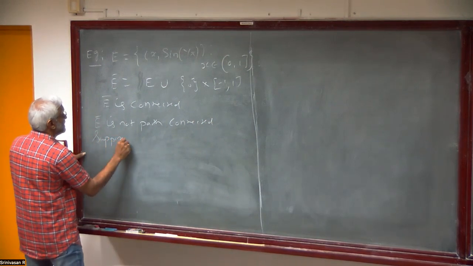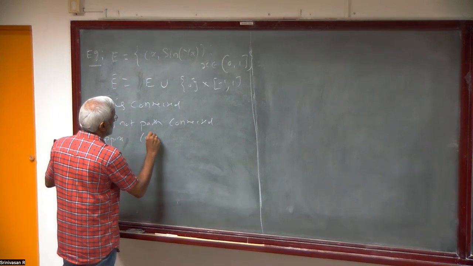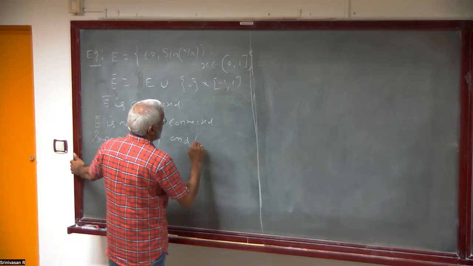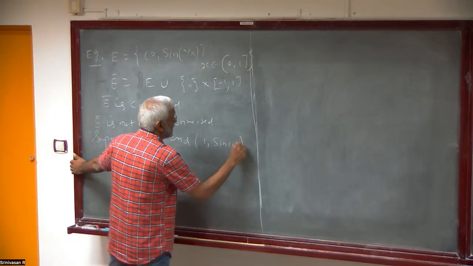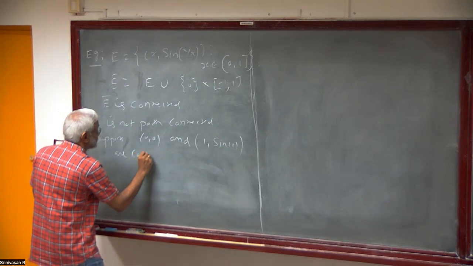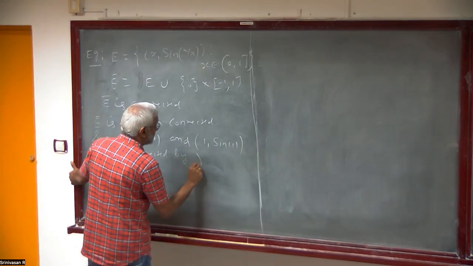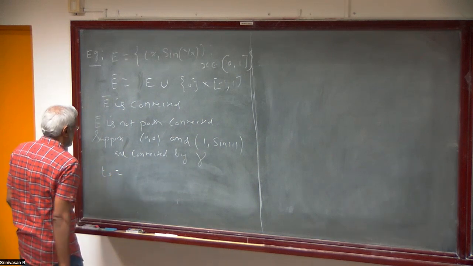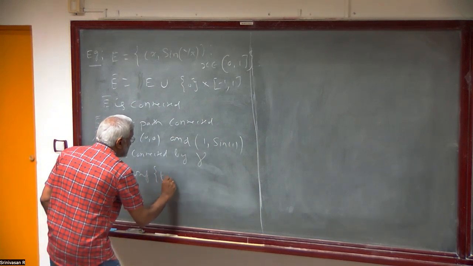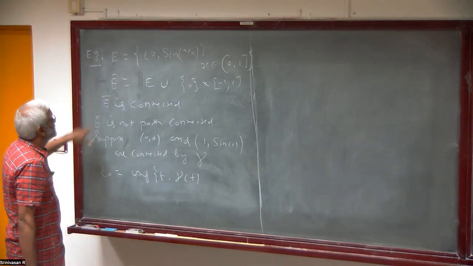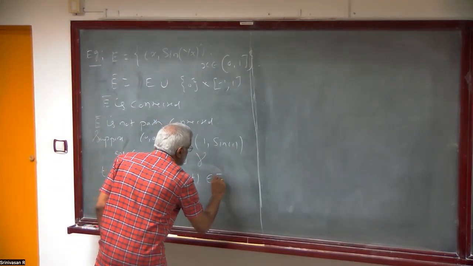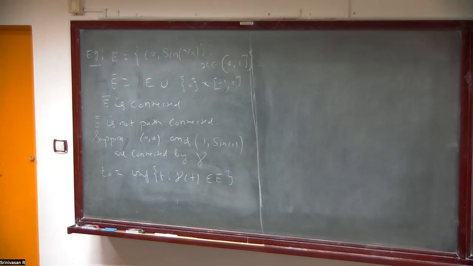Suppose it is path connected. Then take the point 0, 0, which is in the E closure, of course, and the point 1, sin 1. They are connected by some curve gamma. Then we want to get a contradiction. So we defined T naught to be the infimum of all those T such that gamma T, the image, is contained in E closure, and gamma T is in E. We called it T naught.